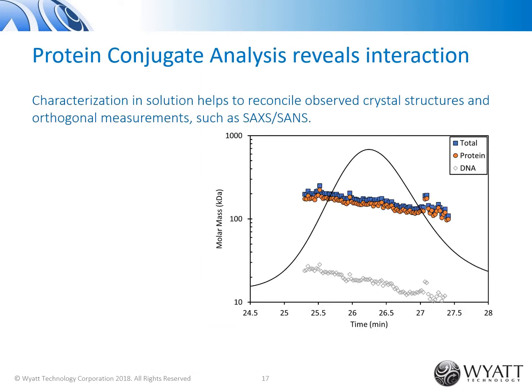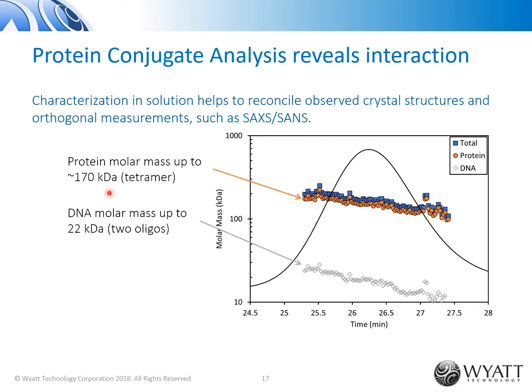Since we're calculating all this information about the conjugate at each slice, we can overlay the protein, DNA, and total molar mass all the way across the peak. This characterization that we're doing in solution can now help confirm the complexes that are seen in the crystal structure and other orthogonal measurements. So here we see the protein molar mass reaches about 170 kilodaltons, which is a tetramer of this integrase. That tells us there are 4 integrase proteins coming together in this complex. The DNA molar mass reaches up to 22 kilodaltons, which tells us we have 2 double-stranded oligos per complex.